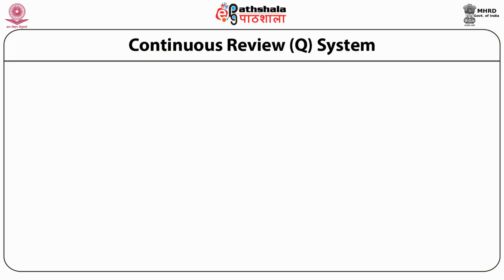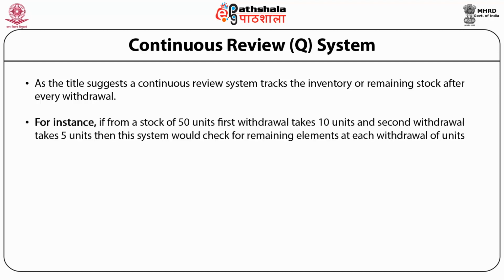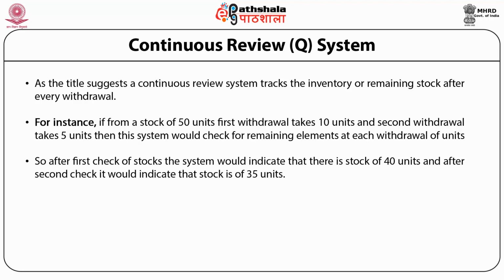Continuous review system. As the title suggests, a continuous review system tracks the inventory or remaining stock after every withdrawal. For instance, if from a stock of 50 units, the first withdrawal takes 10 units and the second withdrawal takes 5 units, then this system would check the remaining stock at each withdrawal of units. So after the first check, the system would indicate that there is a stock of 40 units, and after the second check it would indicate that stock is 35 units.